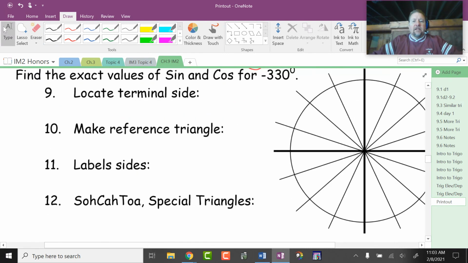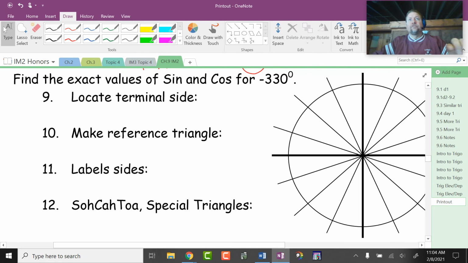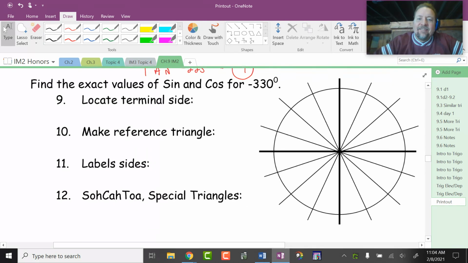Peyton, where's negative 330? What quadrant? First quadrant. What's the reference angle? I'm not drawing it yet. I'm seeing if you can get it. It is 30. What's the side opposite the 30? What do we make it?